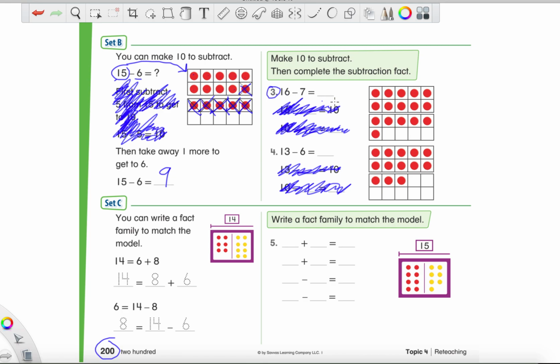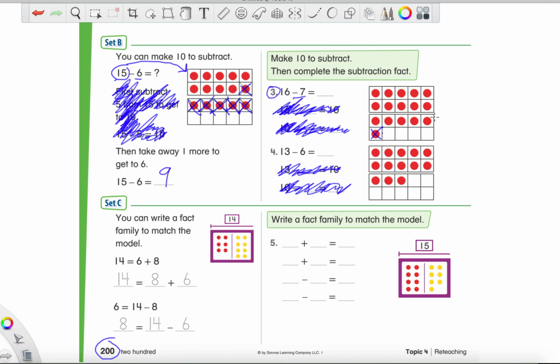So 16 minus 7, that means we have 16 red dots already. We like this because some work is done for us already. I like that. And then we have minus 7. So that means we're taking away 7, right? So we're going to start at the bottom and work our way backwards as we cross out. And every time we cross one out, we count.